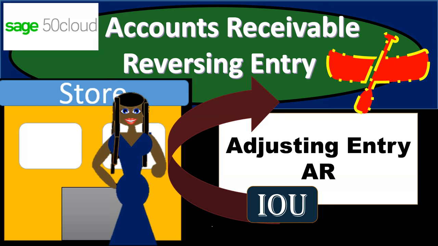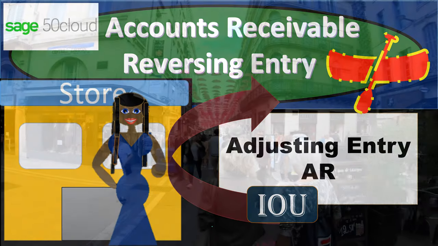In this presentation, we will enter a reversing entry related to revenue or accounts receivable. In other words, last time we entered an adjusting entry to bring the revenue back into the correct time period. However, now we need to enter the reversing entry so that we do not have the entry duplicated as of the time it was originally input into the system.